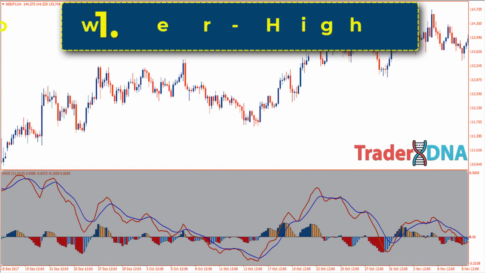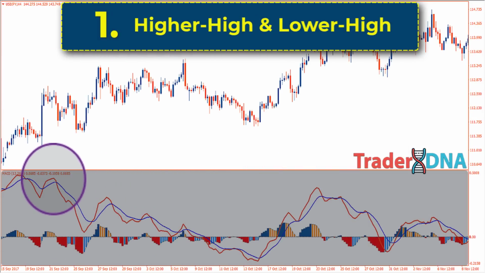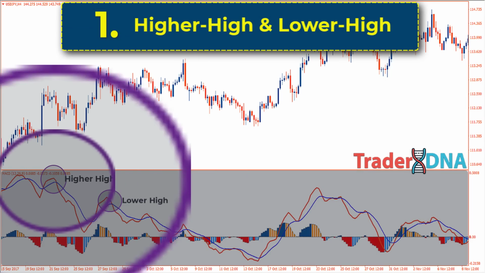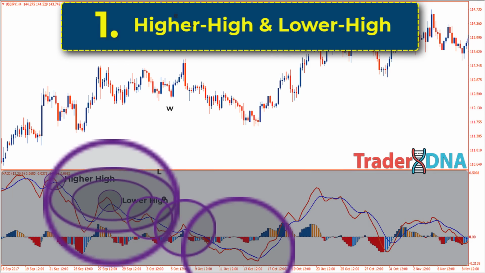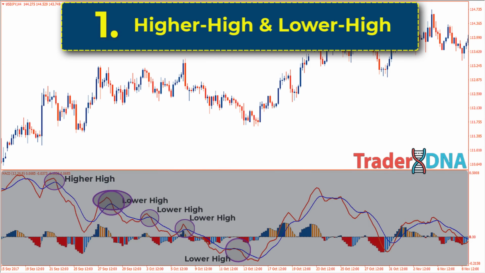Step number 1. Wait for the MACD lines to develop a higher high followed by a lower high swing point. The higher high is the highest swing price point on a chart and must be higher than all previous swing high points, while a lower high happens when the swing point is lower than the previous swing high point. This brings us to the next rule of the MACD Trendline Breakout Strategy.